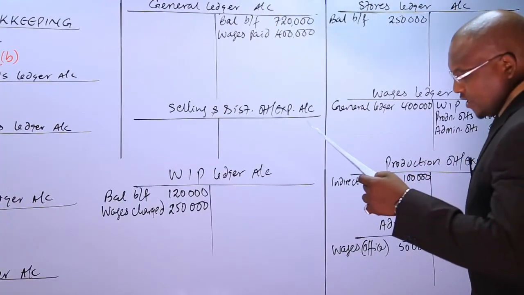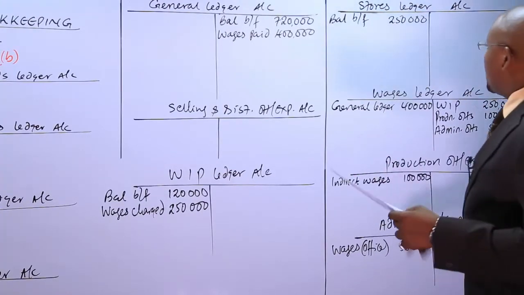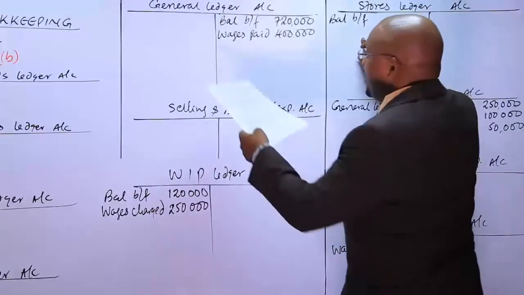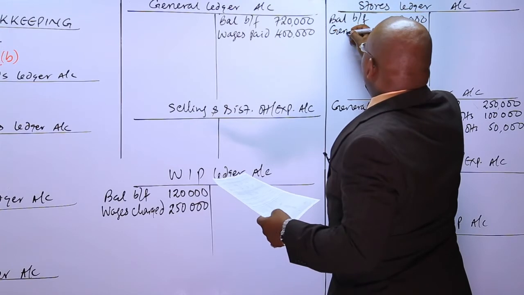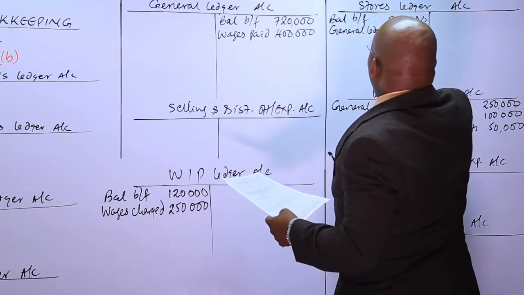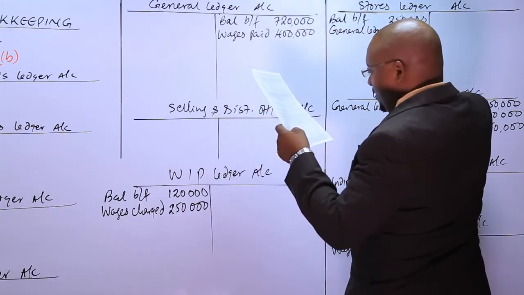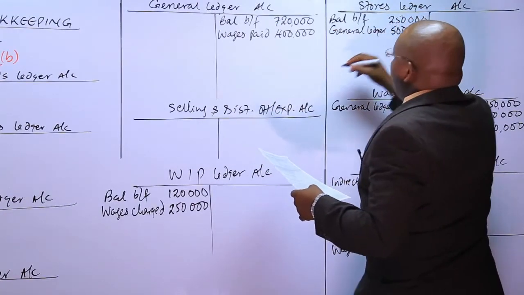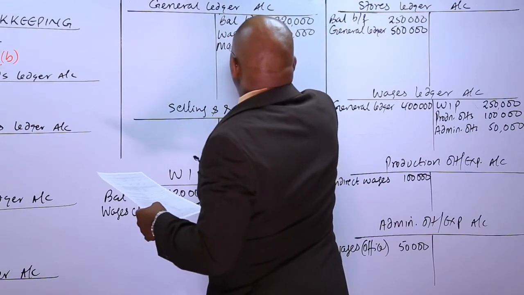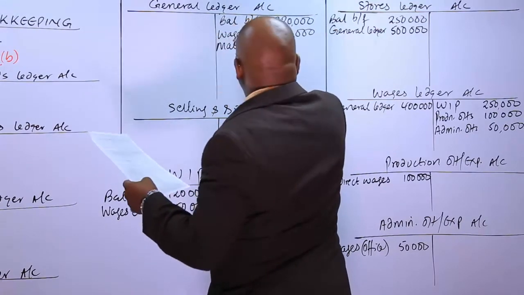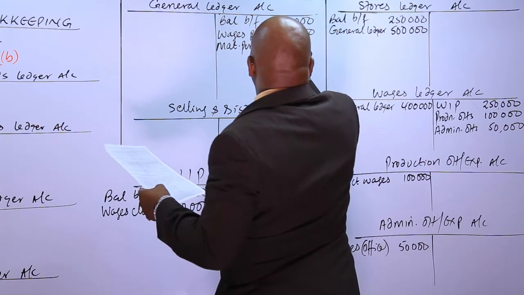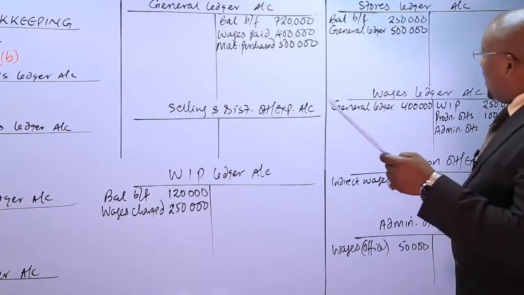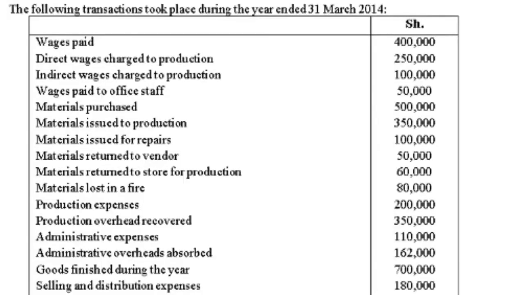Materials purchased. Instead of debiting the materials as we need to do here, and then we credit the bank, we now credit the general ledger. We can have here general ledger. The amount is 500,000. So we come and have here materials purchased, 500,000. That's double entry.